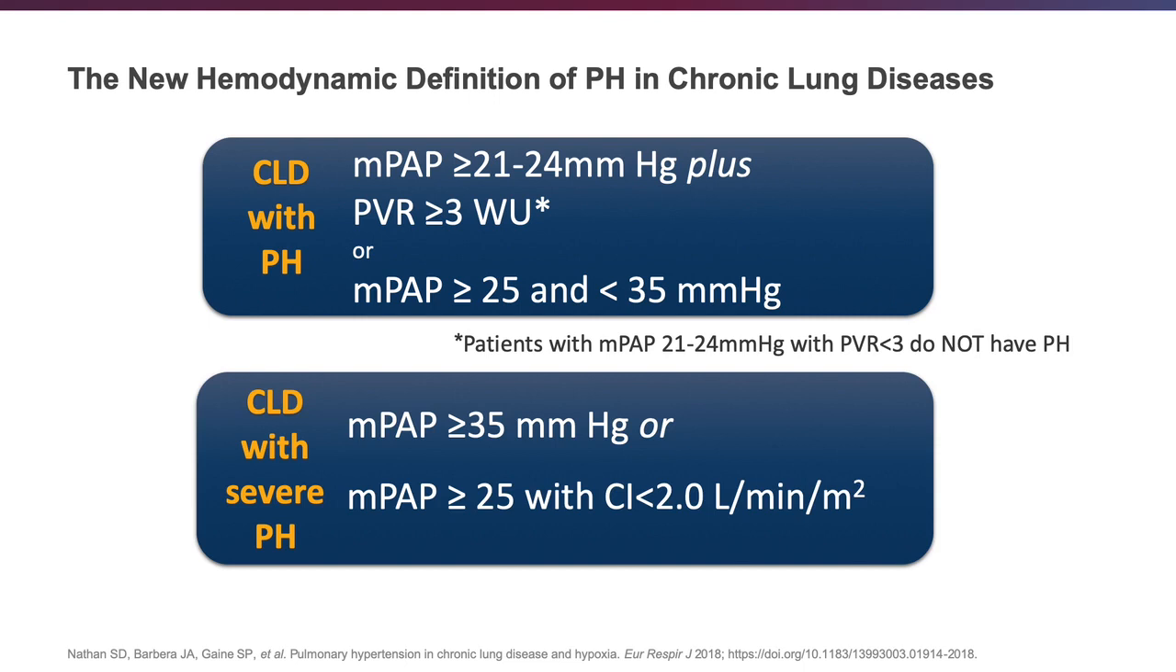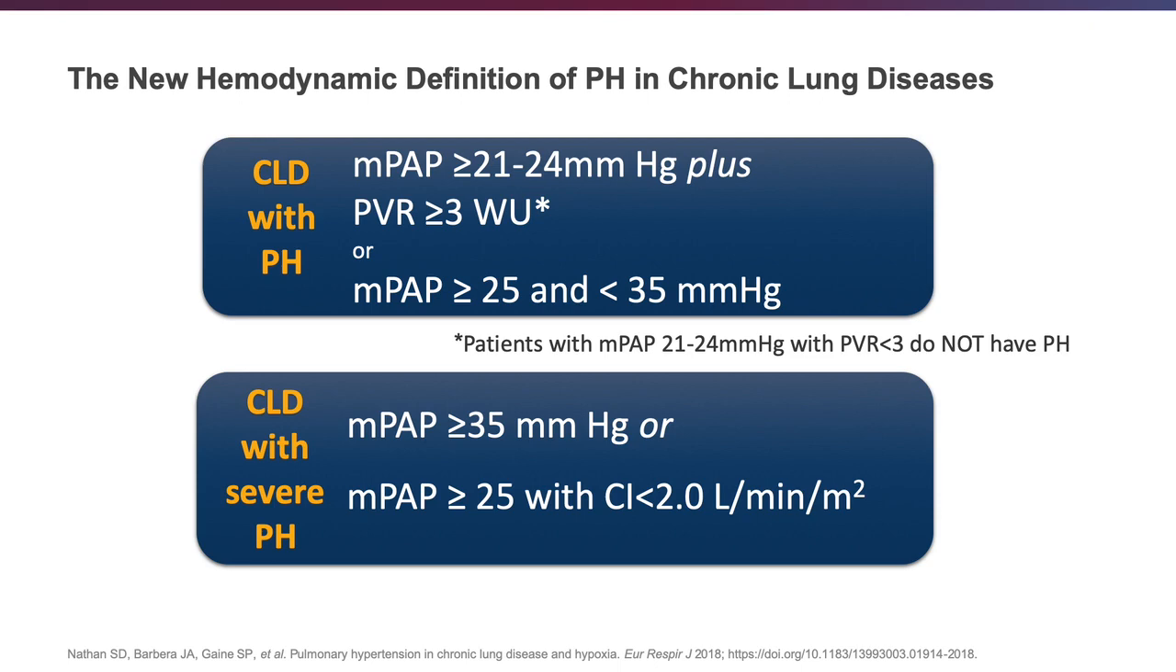There is also a definition of severe pulmonary hypertension in the setting of chronic lung diseases, and that is defined with the presence of severe elevation of pulmonary pressures, so mean pulmonary pressure above 35 millimeters of mercury, or less severe elevation, so mean pulmonary pressure over 25 millimeters of mercury, but with presence of low cardiac index, so cardiac index less than 2.